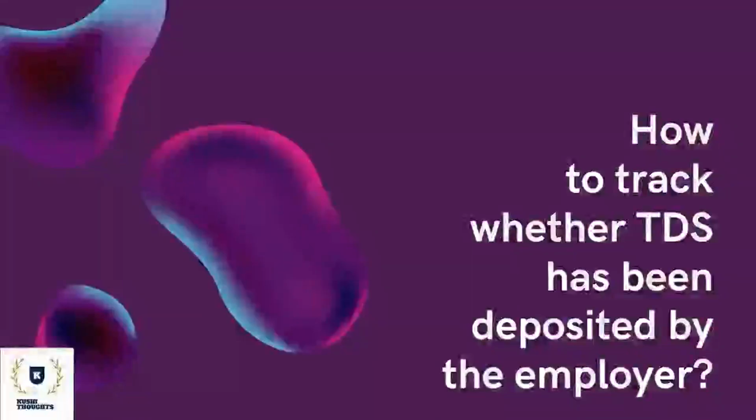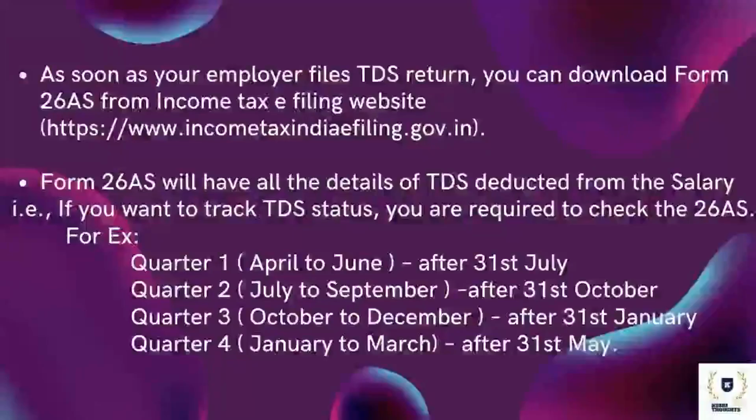How to track whether TDS has been deposited by the employer? As soon as your employer files the TDS return, you can download Form 26AS from the Income Tax e-filing website, https://www.incometaxindiafiling.gov.in home. Form 26AS will have all the details of TDS deducted from the salary. That is, if you want to track TDS status, you are required to check the 26AS.